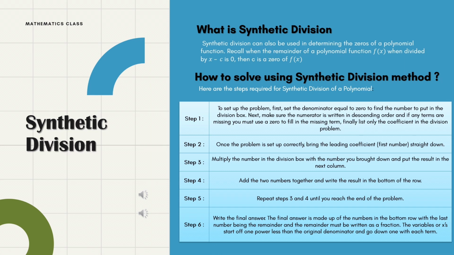Step 2. Once the problem is set up correctly, bring the leading coefficient, the first number, straight down. Step 3. Multiply the number in the division box with the number you brought down and put the result in the next column. Step 4. Add the two numbers together and write the result in the bottom of the row. Step 5. Repeat steps 3 and 4 until you reach the end of the problem. Lastly, write the final answer. The final answer is made up of the numbers in the bottom row with the last number being the remainder, and the remainder must be written as a fraction. The variables start off one power less than the original denominator and go down one with each term.